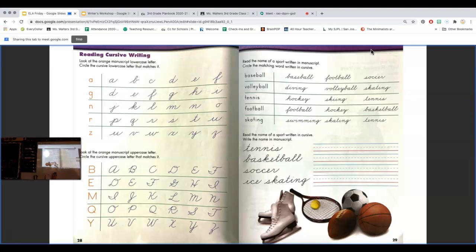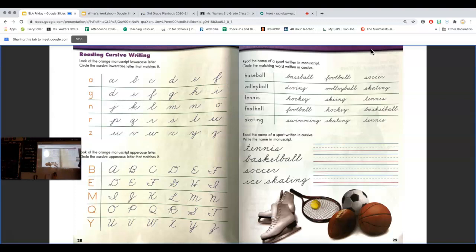Read the name of a sport written in cursive and write the name in manuscript. So we have the name here in cursive, but we're going to write it in manuscript. Jaden. It's tennis, basketball, soccer, and ice skating. Nicely done. Judah. Okay. Read the name of a sport written in cursive. So the first one says tennis. We're just going to write it in our best manuscript handwriting. Tennis. And then it says basketball.